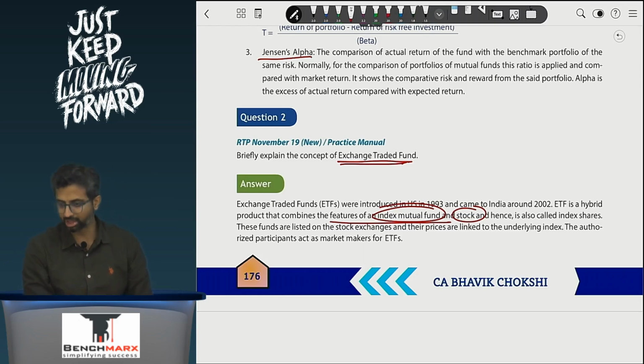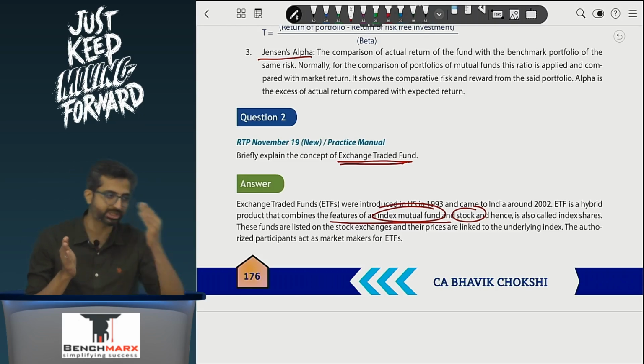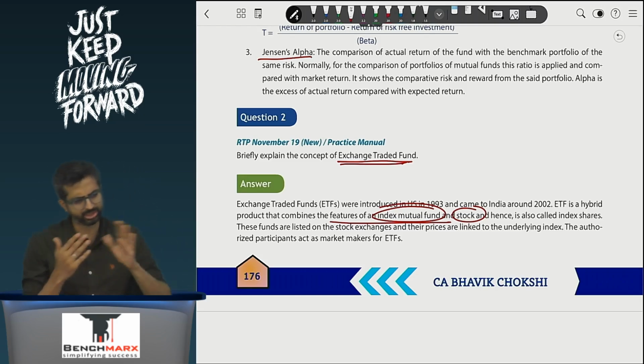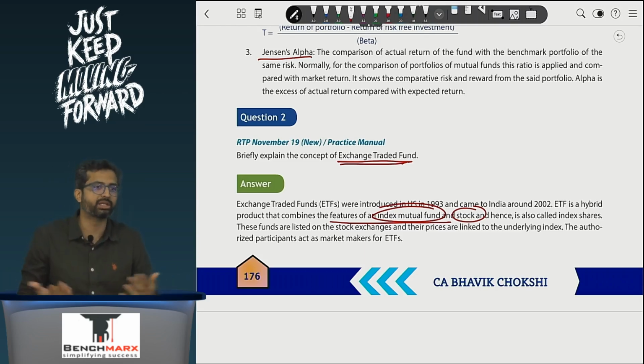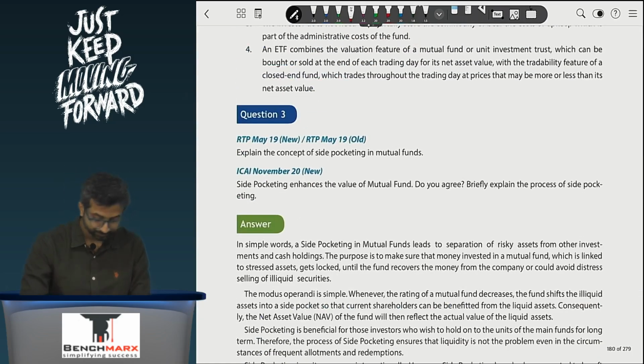So exchange traded funds, they are basically index funds. What do you mean by index funds? The feature is it will track the index. If gold goes up, this fund will go up. If gold goes down, this fund will go down. And at the same time, as a stock can be traded, ETF can also be traded in the same way. Are we clear with this?